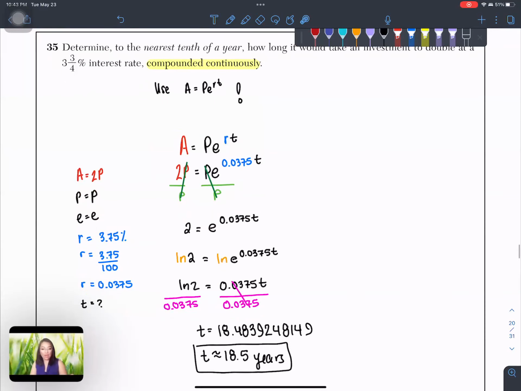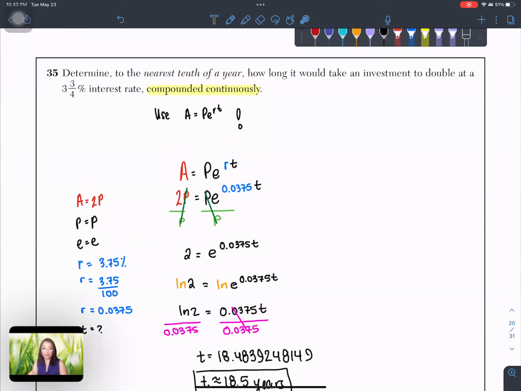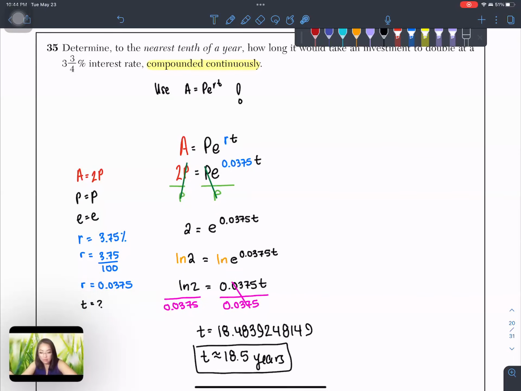35. I quickly read the question, and once I saw the word compound continuously, I automatically knew to use PERT. So we're going to use PERT. They said to double, so you can just say A is 2P. If you're comfortable with that, if not, then just write $10 and $20. That's fine. It doesn't matter. It's still going to come down to 2 equals e to the 0.0375t. Take the ln of both sides, divide by the decimal. You get 18.5 years, and that's it.